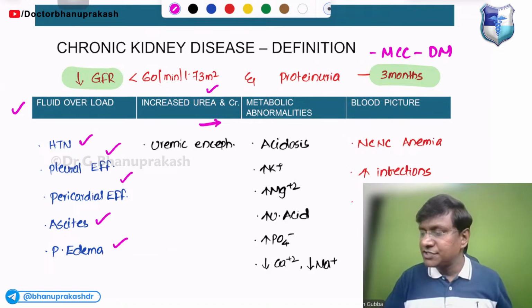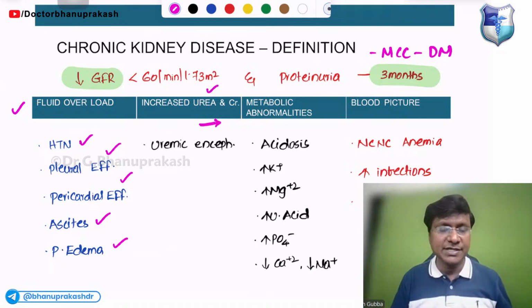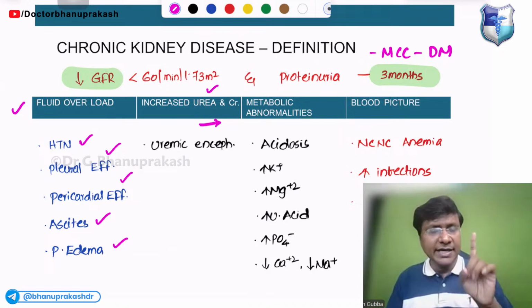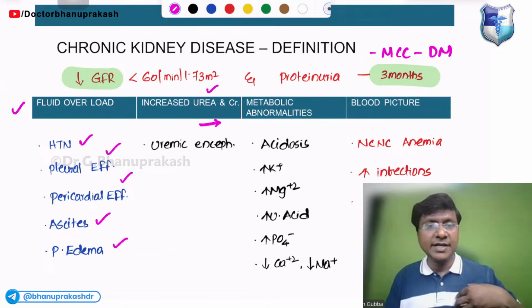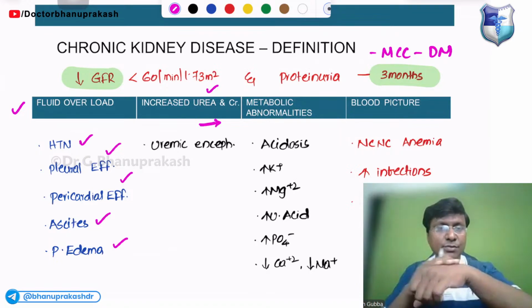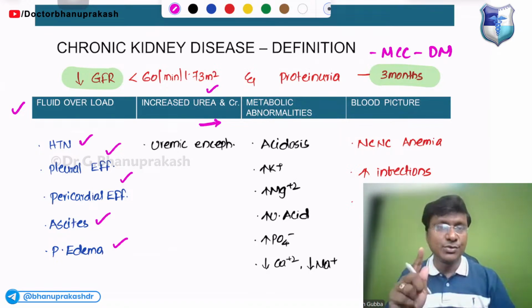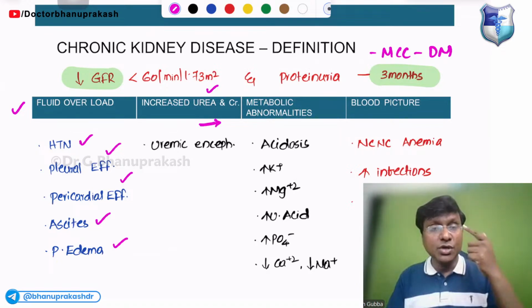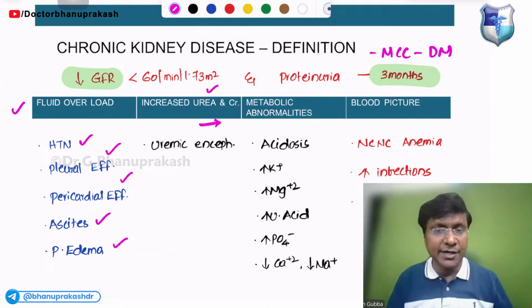Then what are the features due to increase in urea as well as creatinine? Urea will cross the blood-brain barrier, resulting in uremic encephalopathy. Urea can accumulate within the pericardium, resulting in uremic pericarditis. Urea will also accumulate within the GIT, causing uremic gastroparesis. Urea will also accumulate within the peripheral nerves, causing peripheral neuropathy. Urea will also accumulate within the skin, resulting in xerosis. Urea can also accumulate within the eye, resulting in band keratopathy.